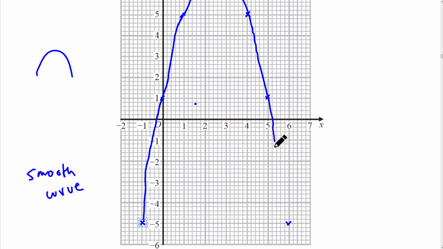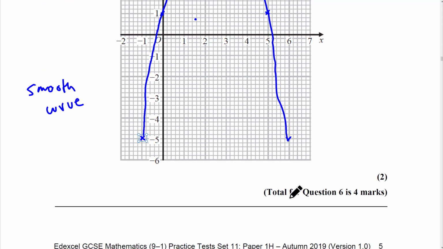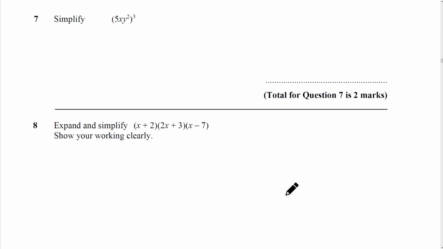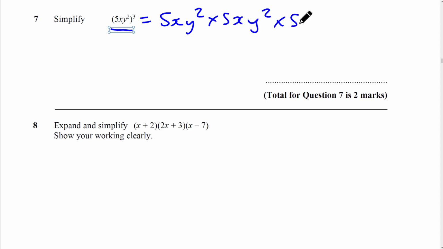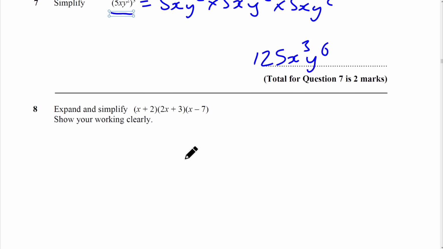And this is a very nice start to the paper. You're definitely going to get lots of marks again right there. Okay, students always lose marks on this. What does this mean? That means 5x y squared times 5x y squared times 5x y squared. So you do multiply the powers, but you have to cube this 5, which is what people always seem to forget to do. So that's 125 x cubed y to the power 6.